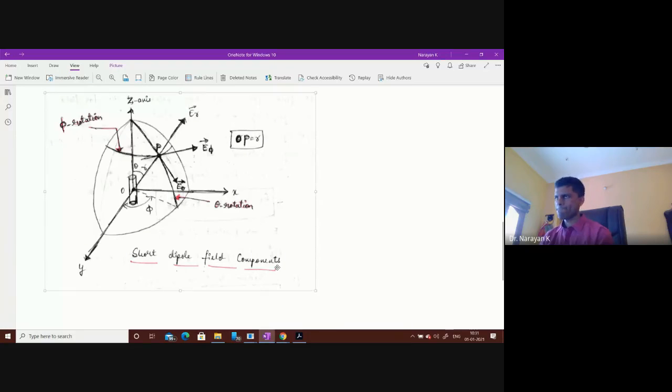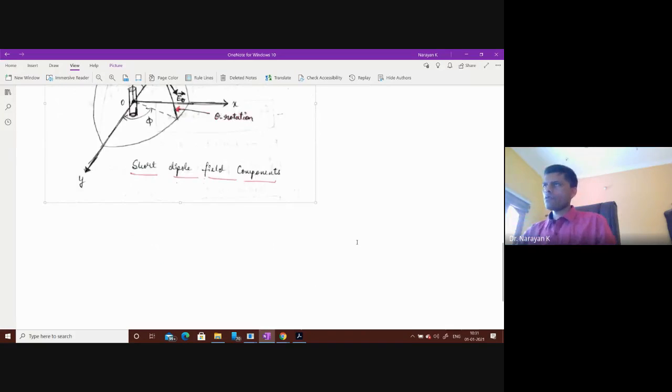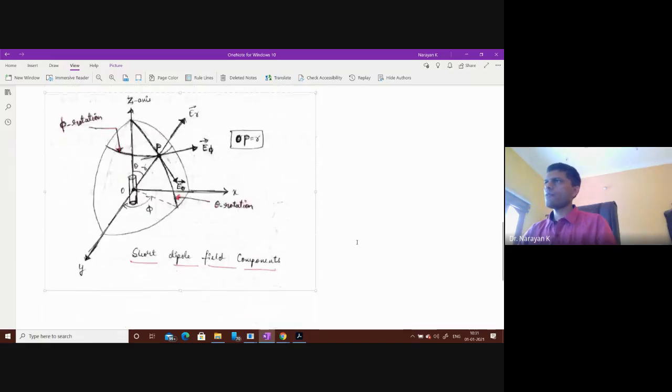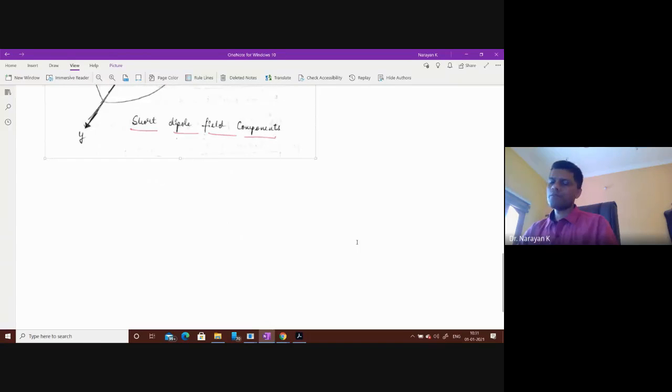If you can't take down the figure now, take it down later because I need to complete something. More than this figure, the figure below is more important. Now you please take down. That is the brief introduction about the short electric dipole.